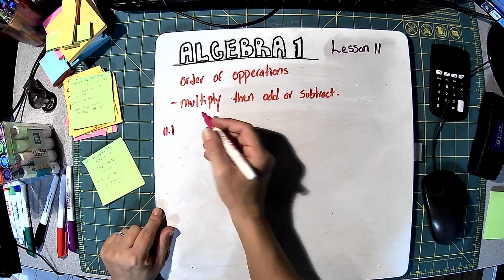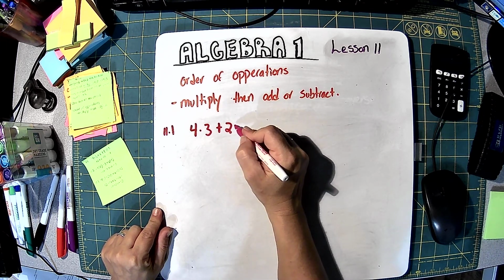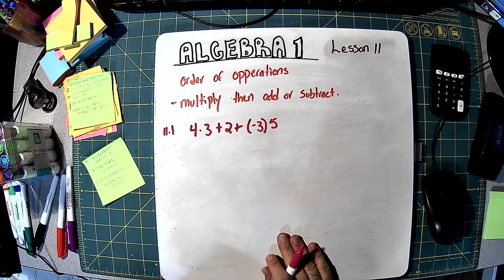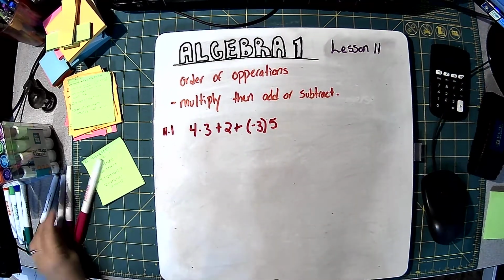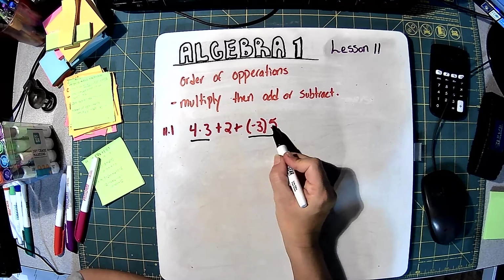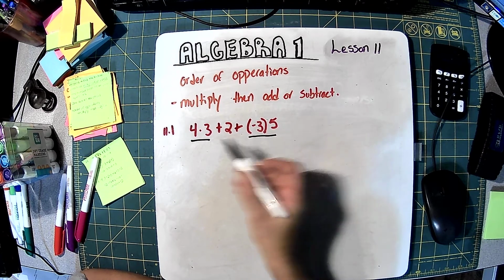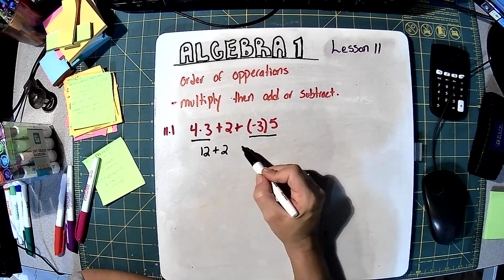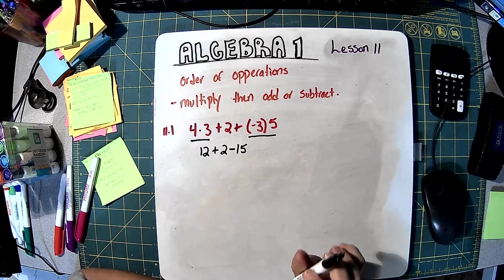11.1 is 4 times 3 plus 2 plus negative 3 times 5. Okay? So here we have to multiply first. So the places where we're going to multiply are here and here, because this is touching the parentheses. That means we have to multiply it. There's no plus or minus sign right there. All right, 3 times 4 is 12 plus 2. 3 times 5 is 15, and that's negative 15, because a negative times a positive makes a negative.